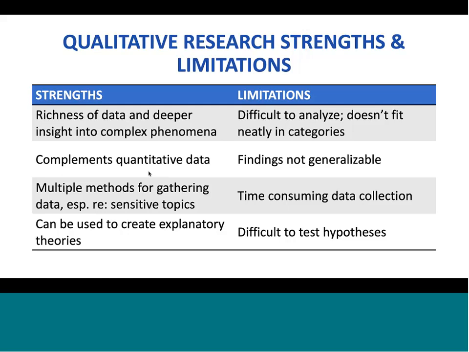Another strength of qualitative research is its ability to complement quantitative data. So again, quantitative data can tell us what and how many strengths of relationships. However, it's not necessarily going to tell us the why or the how things exist. And so that's where qualitative can be complementary. However, qualitative research findings are not generalizable to the larger population. And so again, that sort of limits certain inferences that can be made.